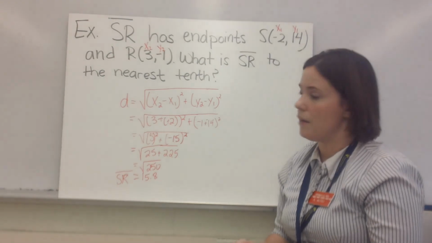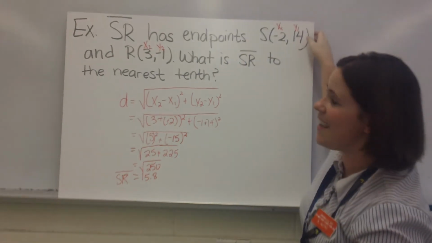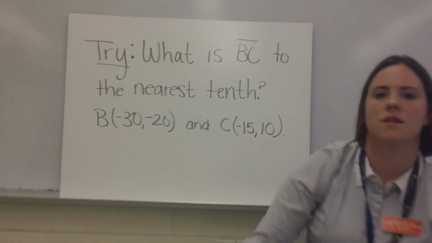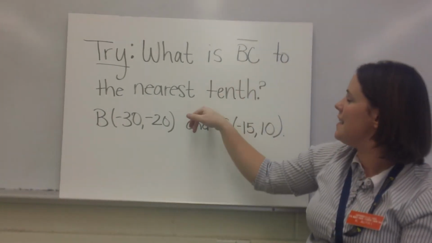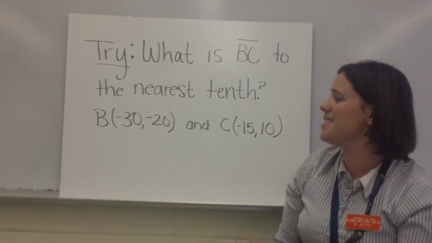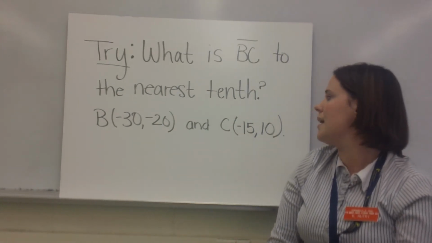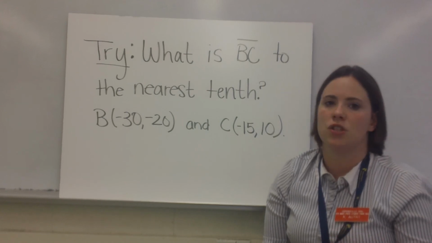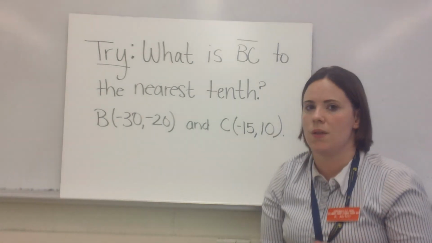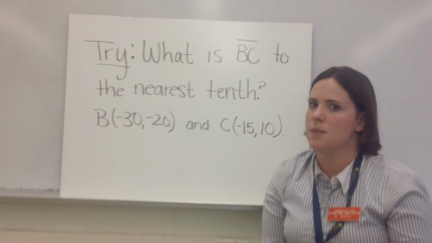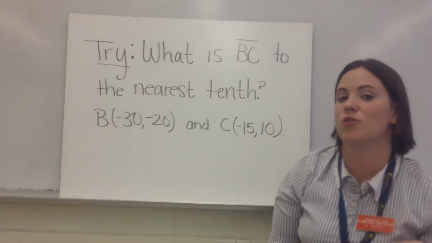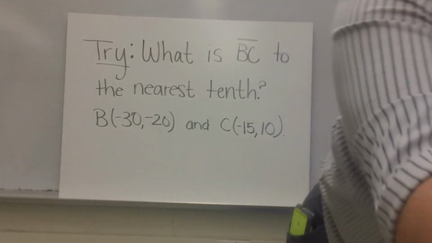Okay? Hopefully that makes sense to you, because now here's the one you're going to try. Find BC and round it to the nearest tenth, where B is (-30, -20) and C is (-15, 10). Good luck, I hope you get it. Make sure you use the distance formula. Substitute in the correct numbers into the right spot, and then we'll check it first thing tomorrow. And you'll have a great night.